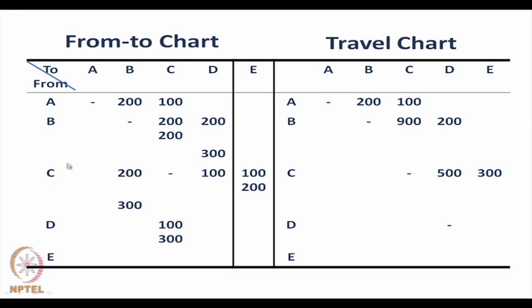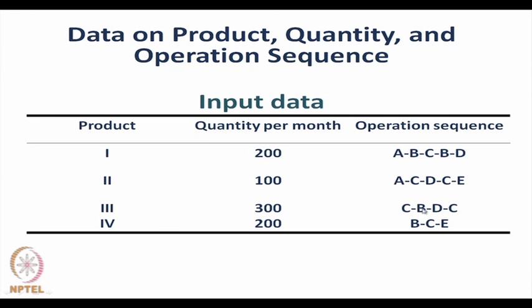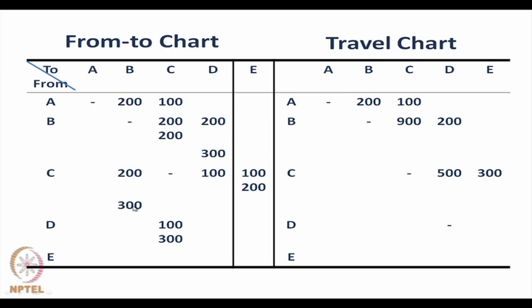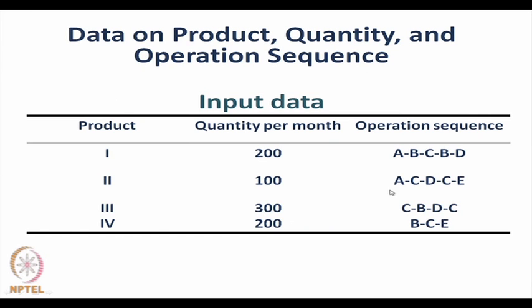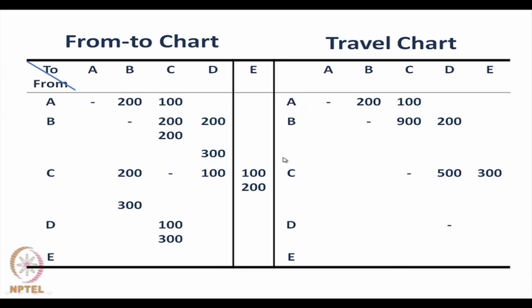For example, let us consider B to C. 200 plus 200, 400 quantities are flowing. Then C to B there is once again 200, C to B here is 300, and there is another one, C to B is flowing 200. So this is C to B 200 and once again C to B 200. So, these are 500, and earlier we have seen B to C 200 and 200, 400.